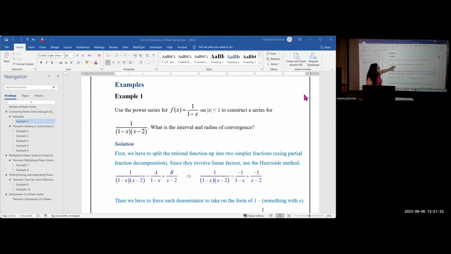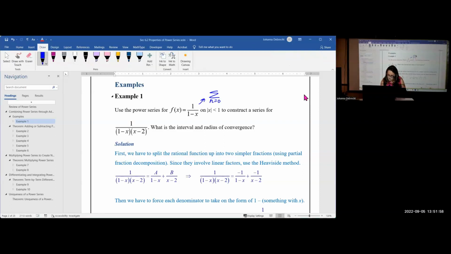So when we're looking at this expression here, 1 over (1 minus x) times (x minus 2), this is a rational function. And we want to use the known power series 1 over 1 minus x, which again, we know its power series representation. This has a power series representation from n equals 0 to infinity of x to the n. So this is the function, and this is its power series representation, provided that we're on the interval of convergence between -1 and 1.